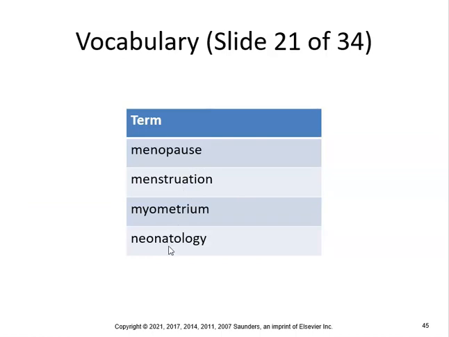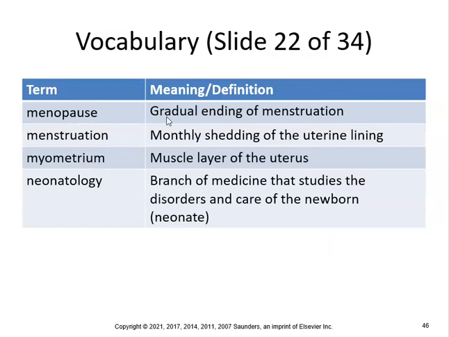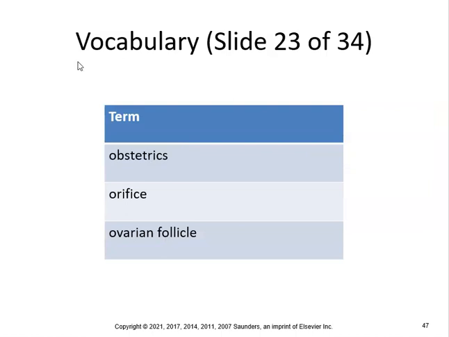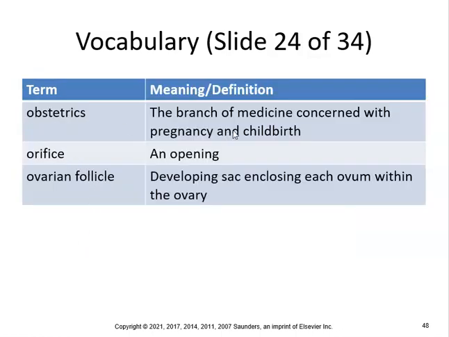Menopause, menstruation, myometrium, and neonatology. Again, menopause is the gradual ending of menstruation. Menstruation is the monthly shedding of the uterine lining. The myometrium is the muscle layer of the uterus that sometimes can cause cramping. Neonatology is the branch of medicine that studies the disorders and care of the newborn, which is the neonate. Obstetrics, orifice, ovarian follicle. Obstetrics is the branch of medicine concerned with pregnancy and childbirth. Again, that's OB. Orifice is an opening. Ovarian follicle is the developing sac enclosing each ovum within the ovary.